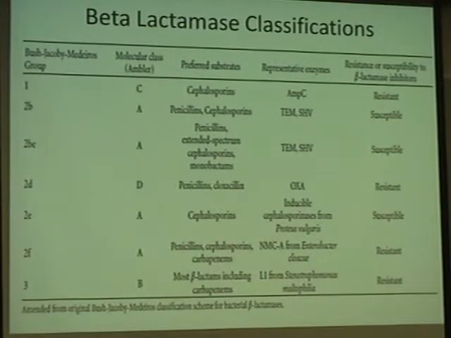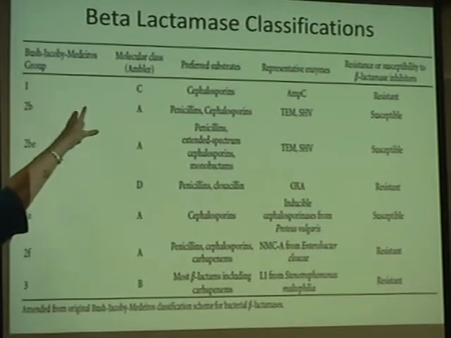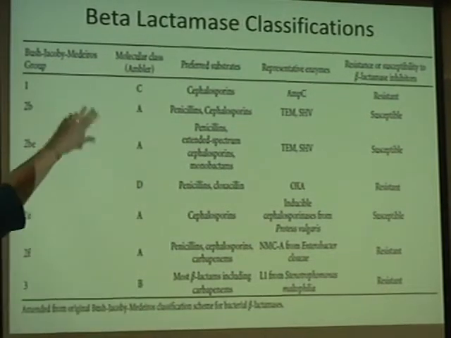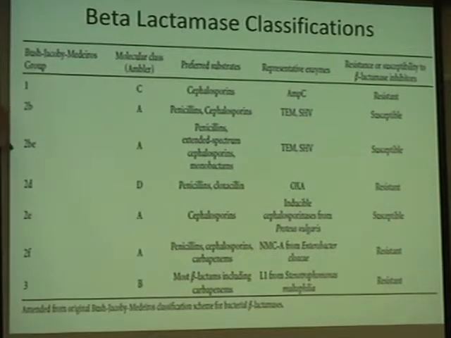If you're reading the literature on beta-lactamases, you'll find out that there's two classifications. The Bush-Jacoby classification is more of a clinical classification, whereas the Ambler classification is more of a chemical structure type of classification. So most of the beta-lactamases that we are looking at are the 2b and the 2be, which fall into this clinical category.